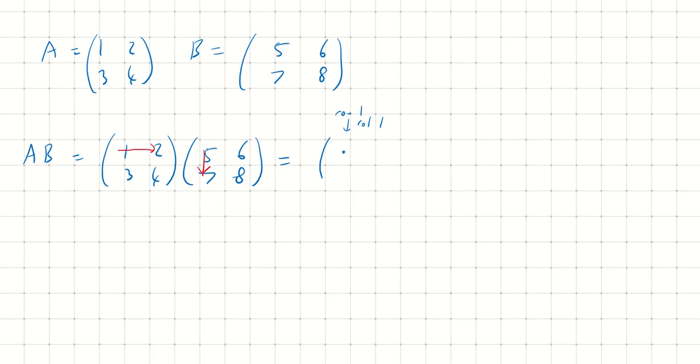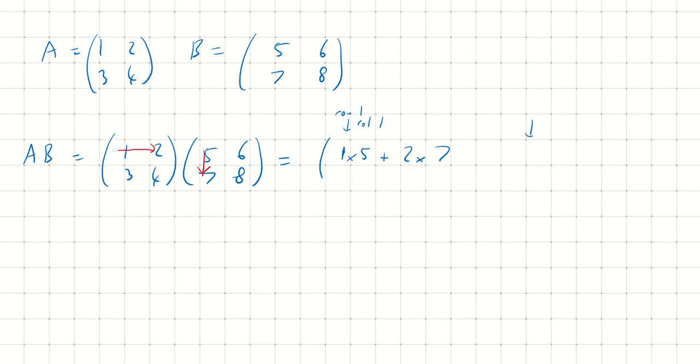So how do I multiply the first row of A by the first column of B? Well, I do it step by step. I have to work from left to right on A and top to bottom on B. You just get used to doing this. To work this out, it's 1 times 5 plus 2 times 7.